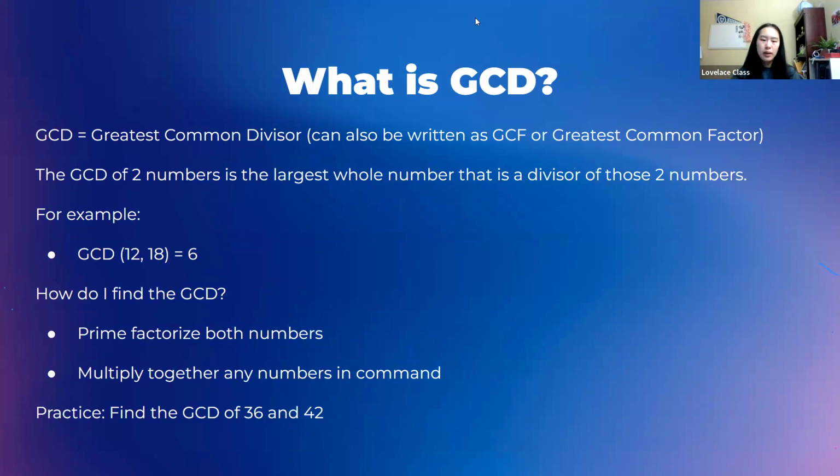The GCD of two numbers is the largest whole number that is a divisor of those two numbers. So for example, GCD of 12 and 18 is 6, right? Because 12 equals 2 times 6, and 18 equals 3 times 6.